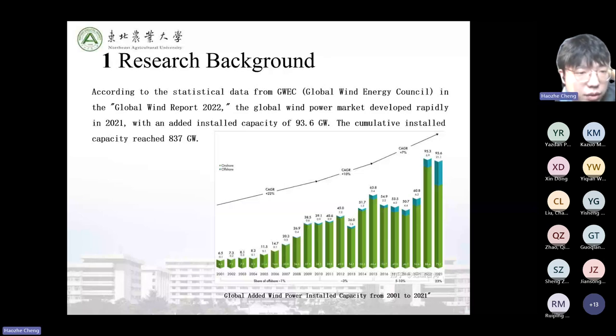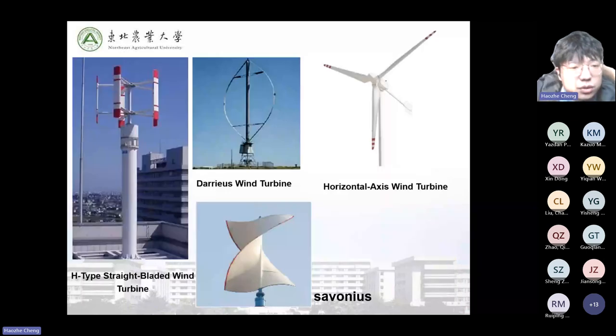And in recent years, both domestic and international wind power capacity is steadily increasing with the support of policy, and development has progressed rapidly. And in 2021, China accounted for 51% of the global total.